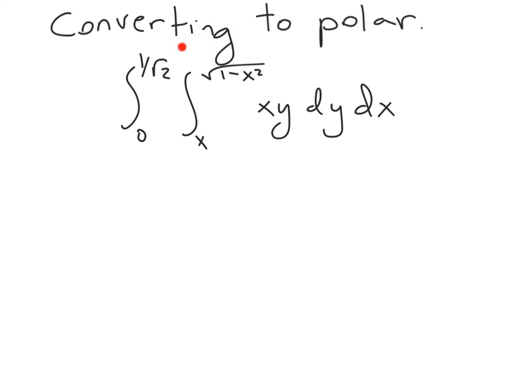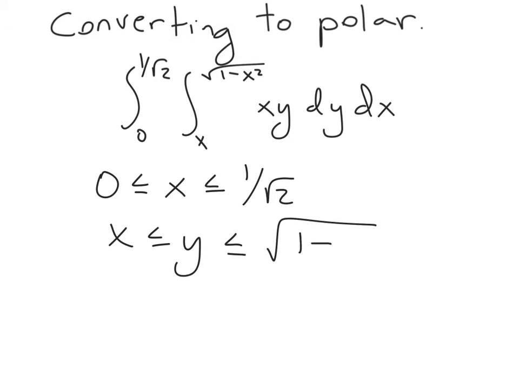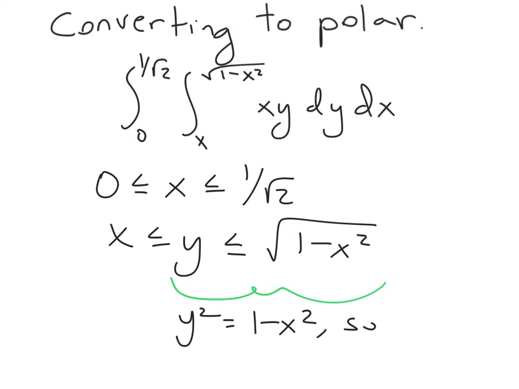Just as when we want to change an order of integration, in order to do that conversion, the first thing we need to do is figure out what the region is that we're dealing with. So we can do that by writing equations for the bounds. So this is the region 0 is less than or equal to x is less than or equal to 1 over square root of 2, and x is less than or equal to y is less than or equal to square root of 1 minus x squared. This upper bound is something that we can recognize as y squared equals 1 minus x squared. So this upper bound is a piece of the circle x squared plus y squared equals 1.